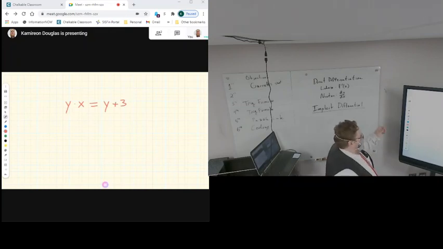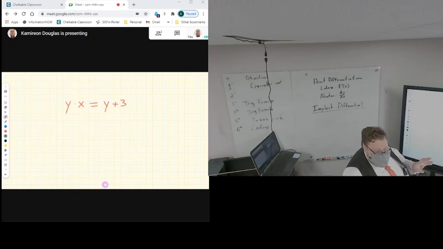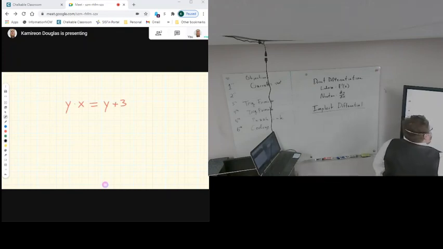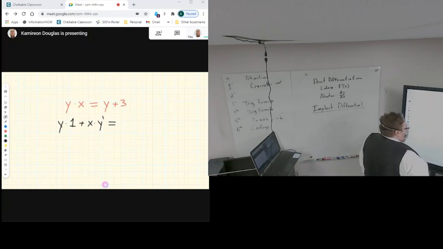So here we go. I take the derivative. On the left-hand side, I have a product of two variables. I use the product rule. The product rule states left d right, derivative of x is 1, plus right d left, derivative of y is y prime. On the right-hand side, the derivative of y is y prime. The derivative of a constant is 0.